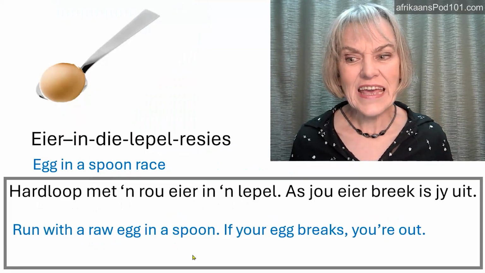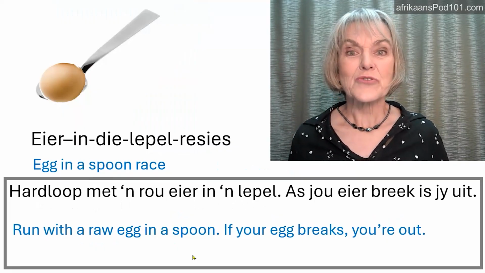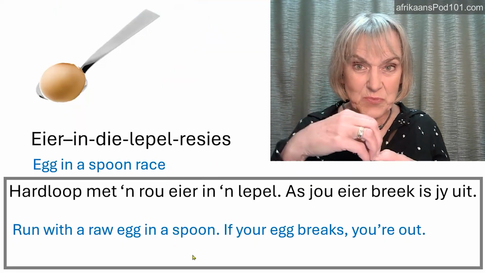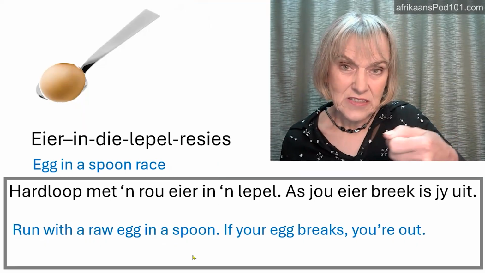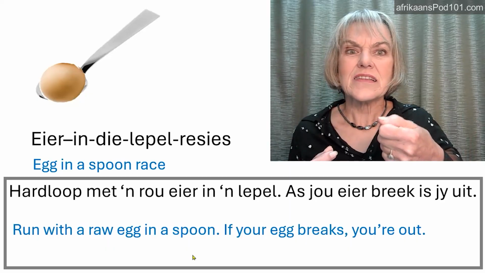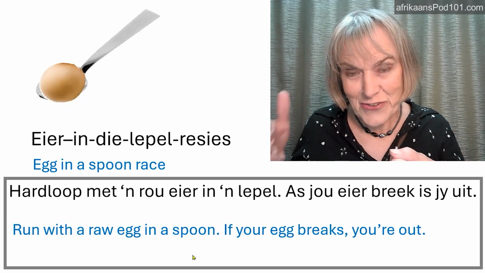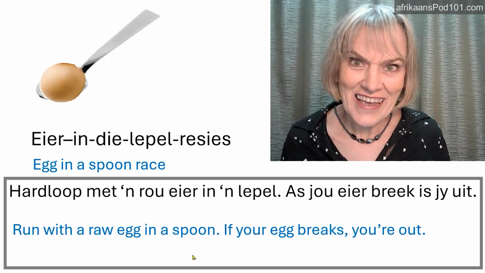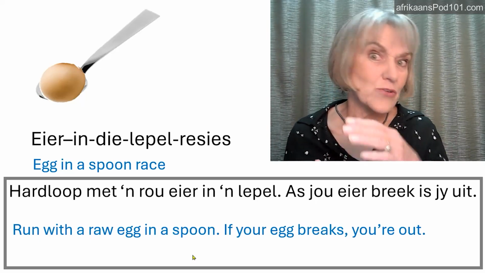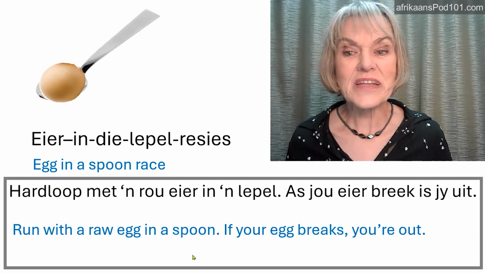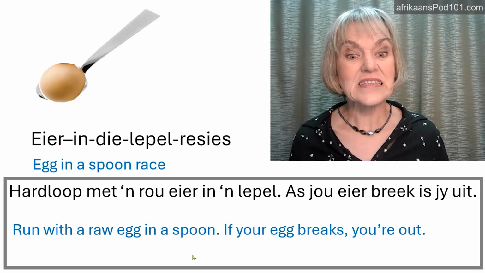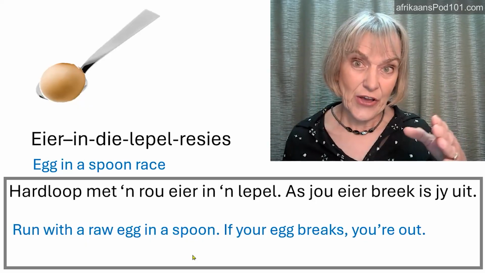So this one is the egg in a spoon race. So you play this with a raw egg. You put the raw egg in a spoon, and everybody runs, you know, they start together and they run 50 meters or something. And the idea is to get there first to the end, but also not to drop your egg. Because if you drop your egg and your egg breaks, because it's a raw egg, then you're out of the game. So hardloop met 'n rou eier, 'n raw egg, in 'n lepel. As jou eier breek, is jy uit.